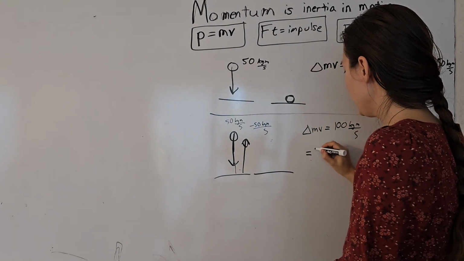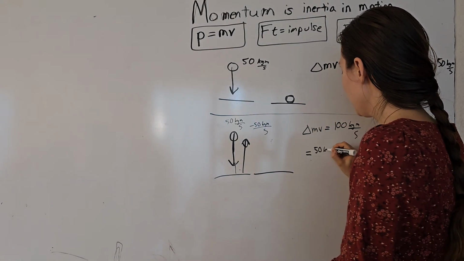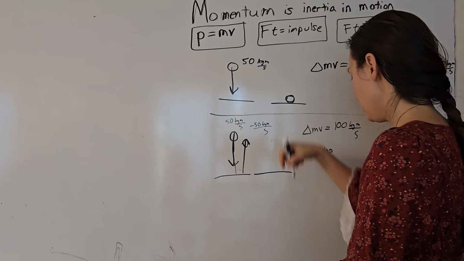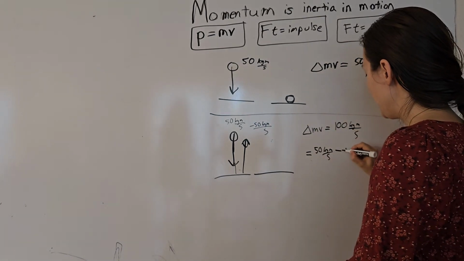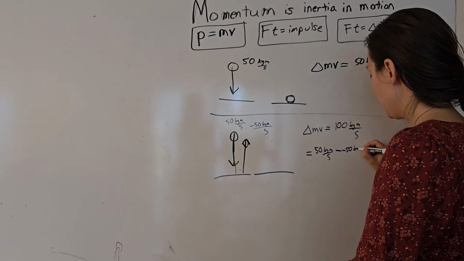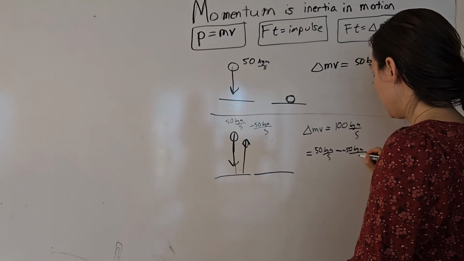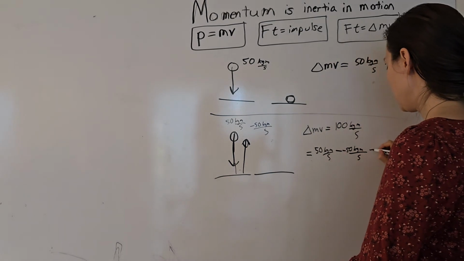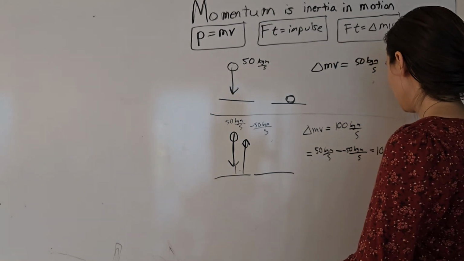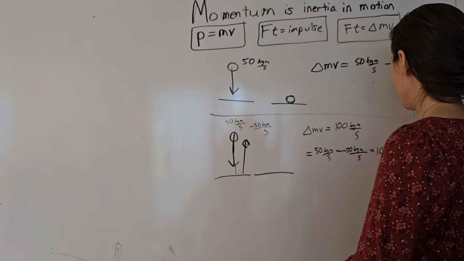So its initial momentum, if you look, is 50 kilogram meters per second. Minus, because we're doing change, negative 50 kilogram meters per second. So you see the two negatives, remember two negatives make a positive. So you end up with the difference being 100 kilogram meters per second.